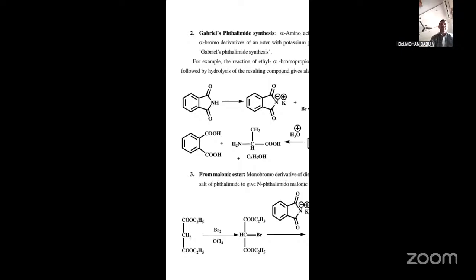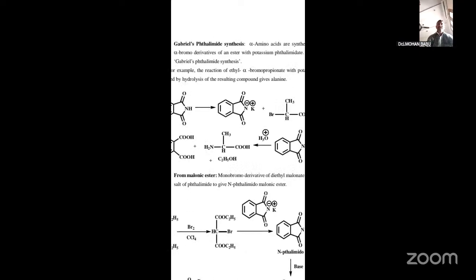So here phthalimide is taken. In this reaction, this is your phthalimide, the Gabriel phthalimide synthesis. Gabriel is a scientist's name here. First, phthalimide is converted into the potassium salt of phthalimide by treating with potassium hydroxide or any other base, KCl, potassium chloride or potassium hydroxide, whatever. So first you have to convert this phthalimide into the potassium salt of phthalimide.